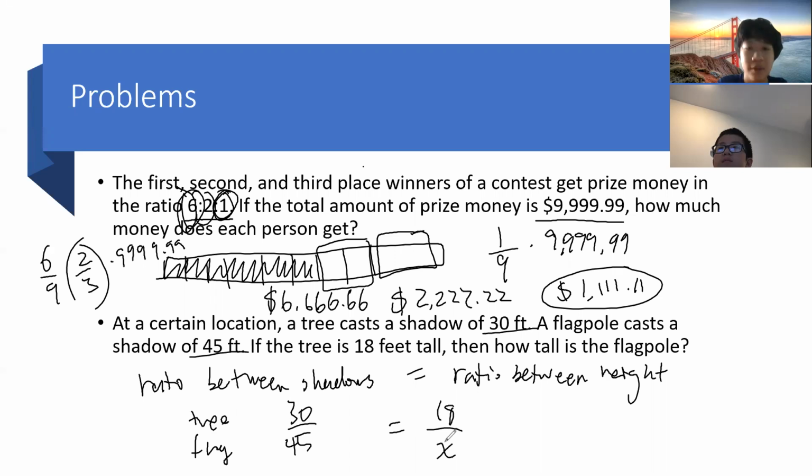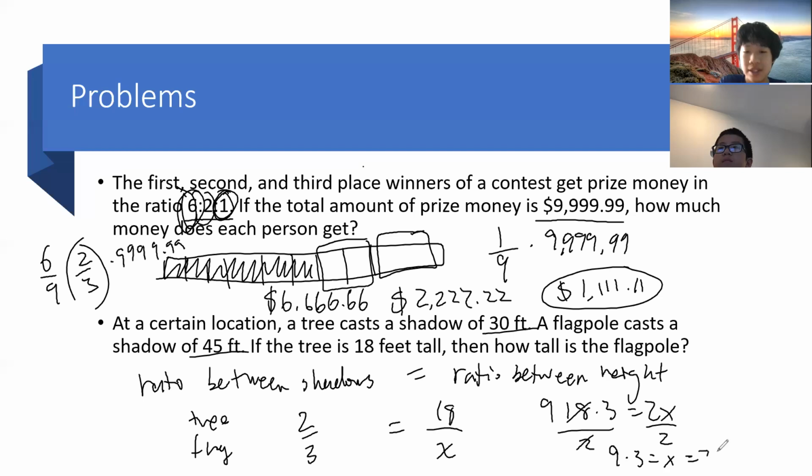Let's do a little bit of simplifying. We can simplify this one first before we cross multiply. It's going to be 2/3. So now we have 18 times 3 equals 2x. Divided by 2, these cancel, and there's going to be 9. 9 times 3 equals x, 27 feet. All right.